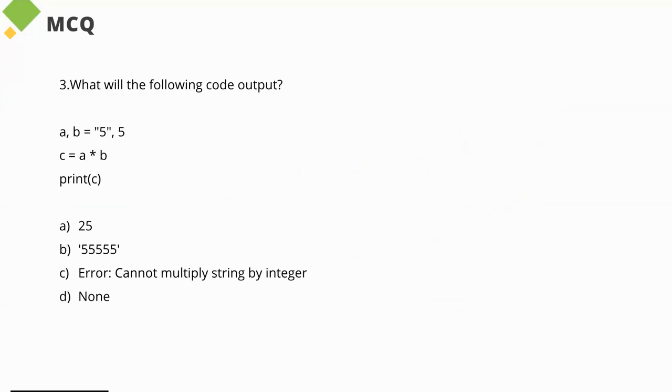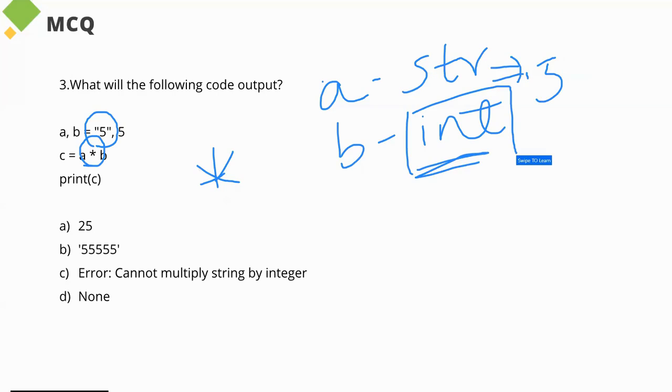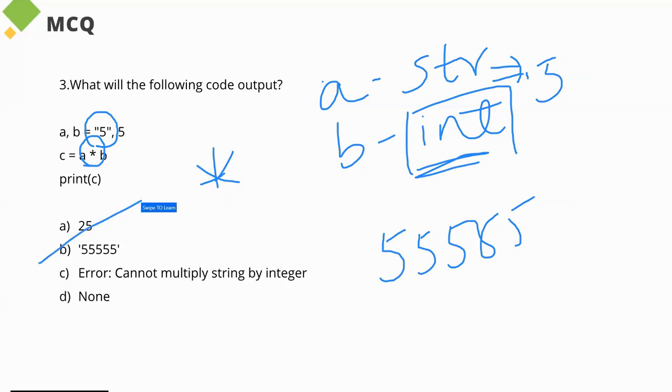A is 5 of type string and B is 5 of type integer, and C equals A star B. Here star is an operator. So the string 5 is repeated how many times? 5 times. So the result would be 5, 5, 5, 5, 5. Option B is the answer here.